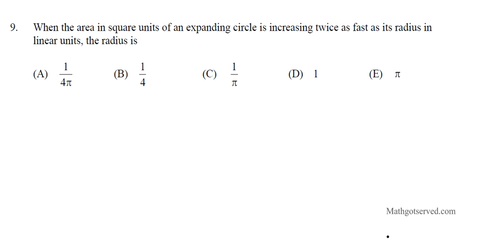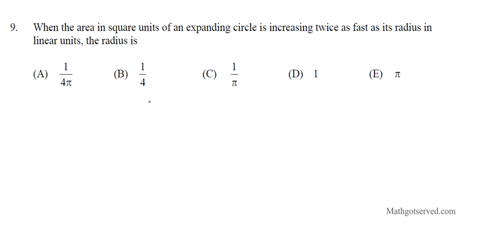All right, let's take a look at question number 9. It says, when the area in square units of an expanding circle is increasing twice as fast as its radius in linear units, the radius is... So basically, we know that there's a relationship between the change in area and the radius. If a circle is expanding, at a particular point in time in that expansion, the area is going to be growing twice as fast as the radius. So what is the radius at that point in time?